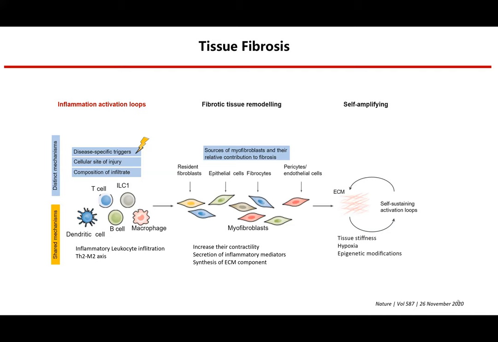So fibrosis is a highly dynamic process. It includes the initiation stage and the progression stage. The mechanisms of the early initiation are different, but the mechanisms of progression in the late stage of fibrosis are mostly similar. So we can see that the immune cell plays a very important role in fibrosis, and it provides the initial signals for tissue fibrosis.